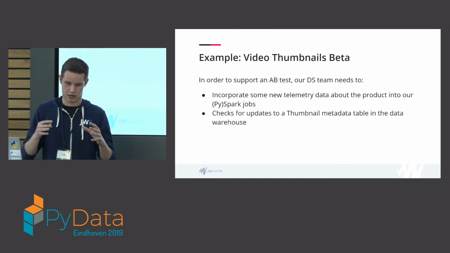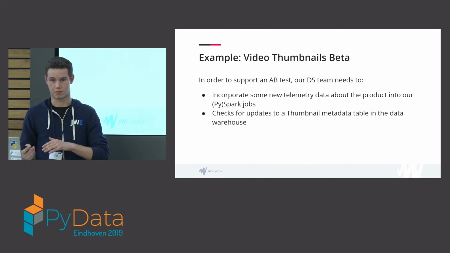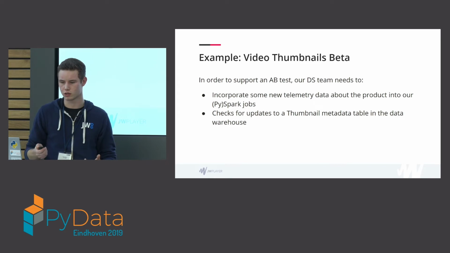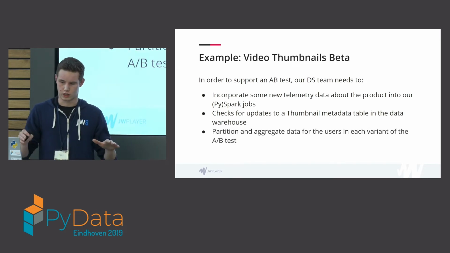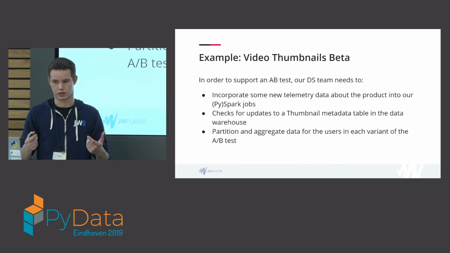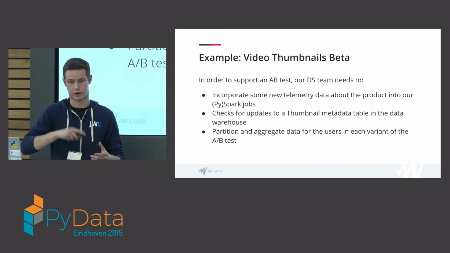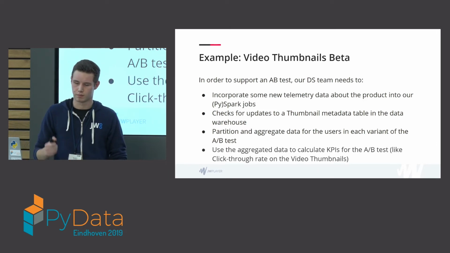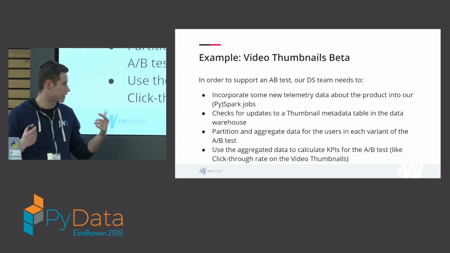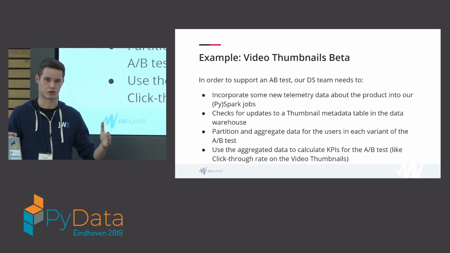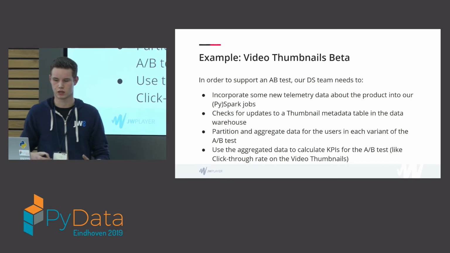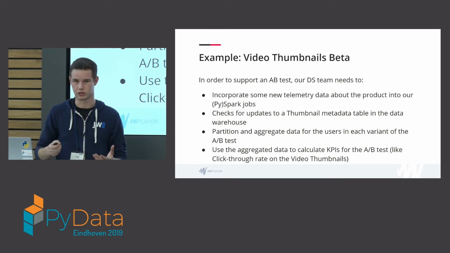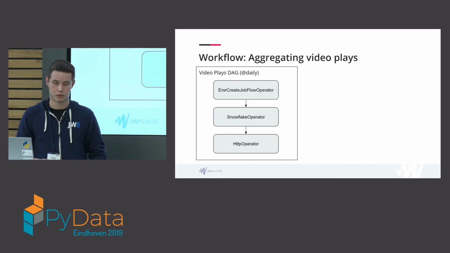Then we basically have a table in our data warehouse that has metadata about thumbnails. We have to make some changes to that in order to figure out whether this is a video thumbnail or not. And then we make changes to partition and aggregate data for users in the different variants of the A/B test, such that we can do that analysis. And then based on that data, we have to calculate reports in order to figure out what the result of the A/B test is. So all of these different tasks need to be orchestrated in some way, and that's what we really use Airflow for. So what might a workflow look like?